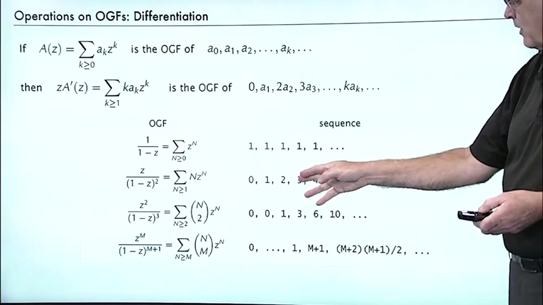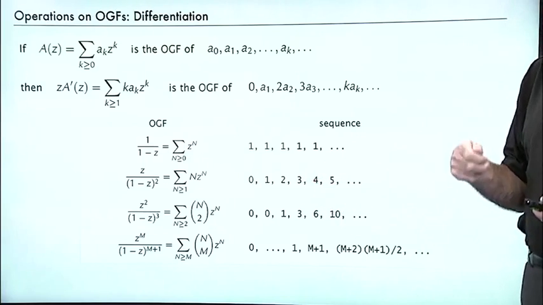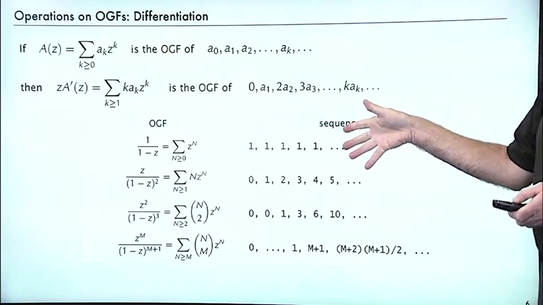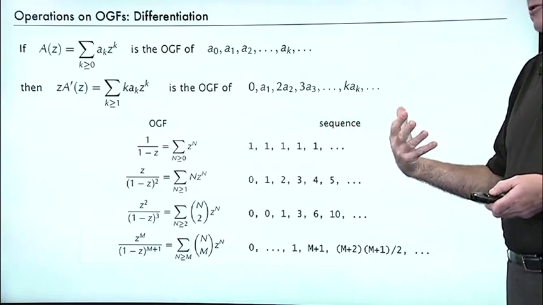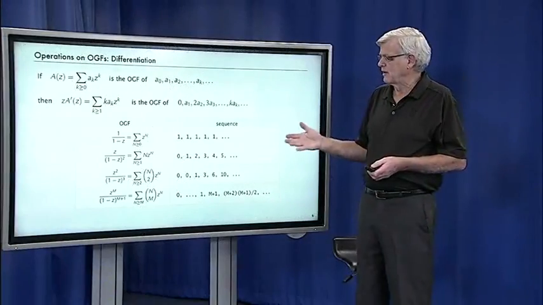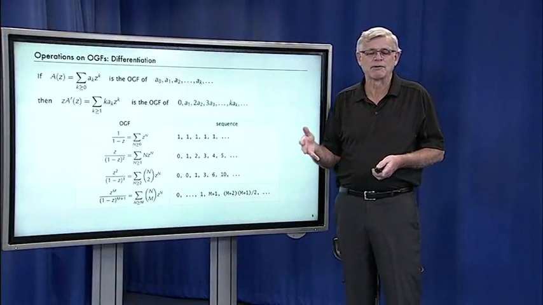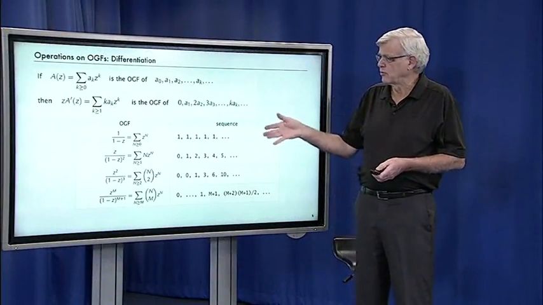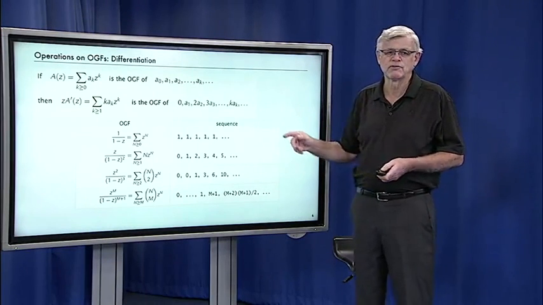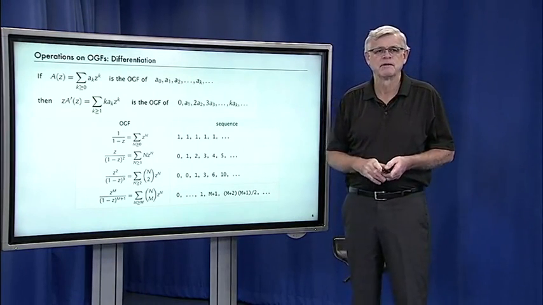The generating function for n choose m is z to the m over 1 minus z to the m plus 1. And as we saw, special number sequences like the binomial coefficients arise when we're studying algorithms and combinatorial structures. So with generating functions, we can work with all these kinds of sequences with just one function.